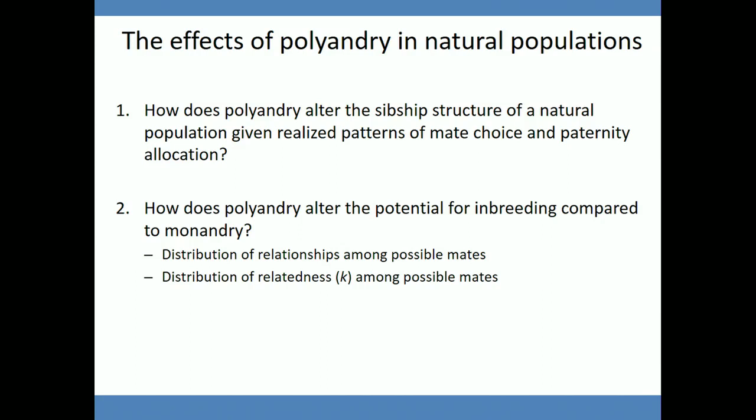So the goals of our study were to do just that: to quantify how polyandry affects sibships, given all these messier things that we were talking about, like males mating with multiple females and so on. And also, how does polyandry affect the potential for inbreeding, given its effects on relationships and relatedness?